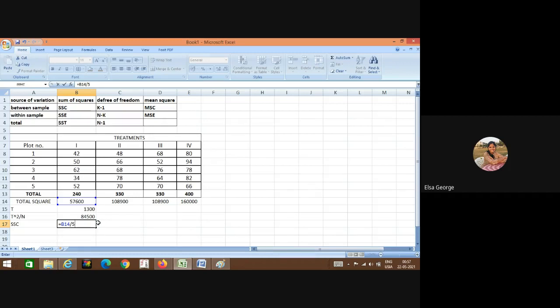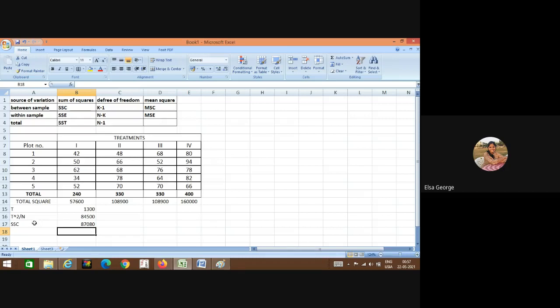So this plus x2 square divided by n2, plus x3 square divided by n3, plus x4 square divided by n4. Okay, so we got it as 87080, right?